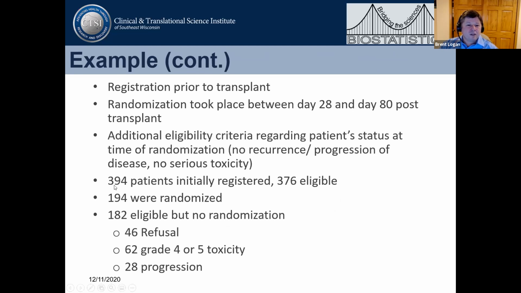You can see here that 394 patients initially registered, 376 were eligible, and 194 were randomized. So there's a lot of loss between the time they were initially eligible and when they were actually randomized. Among those that were eligible but not randomized, there were a bunch of refusals, a bunch of toxicities, and some progressions. So if you had randomized at the time of transplant, almost half your patients would not have gotten the therapy in a clean way, so to speak.